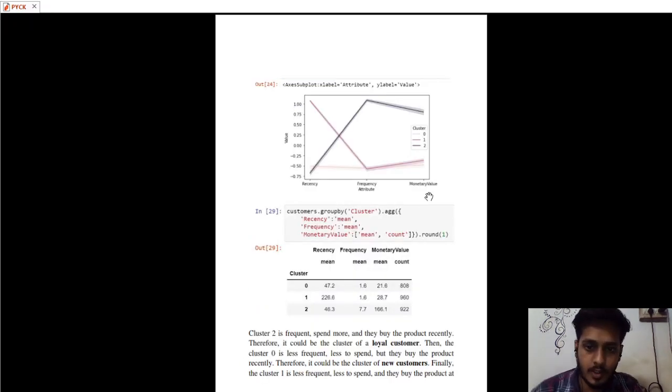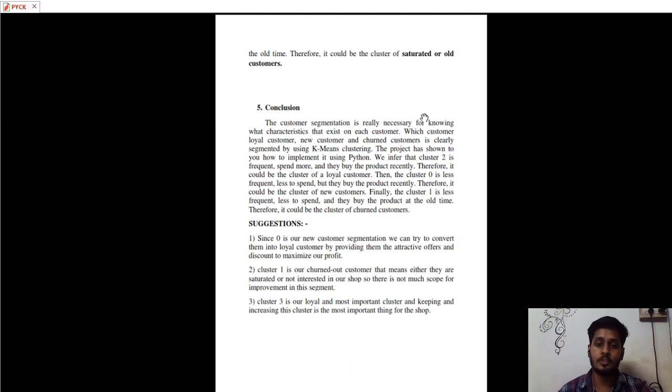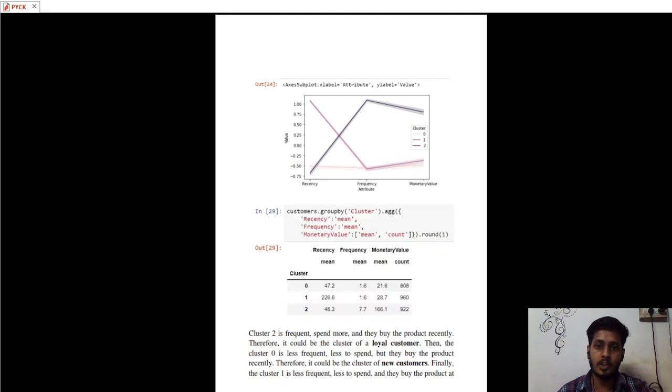In the snake plot we can see that there are three clusters: 0, 1, 2. In the second, dark blue line, you can see the cluster having low recency. That means they are the recent customers and they have bought the product recently, and their frequency is also high. They are buying frequently, and their monetary value is also high. That means they are spending more, so they are our loyal customers.